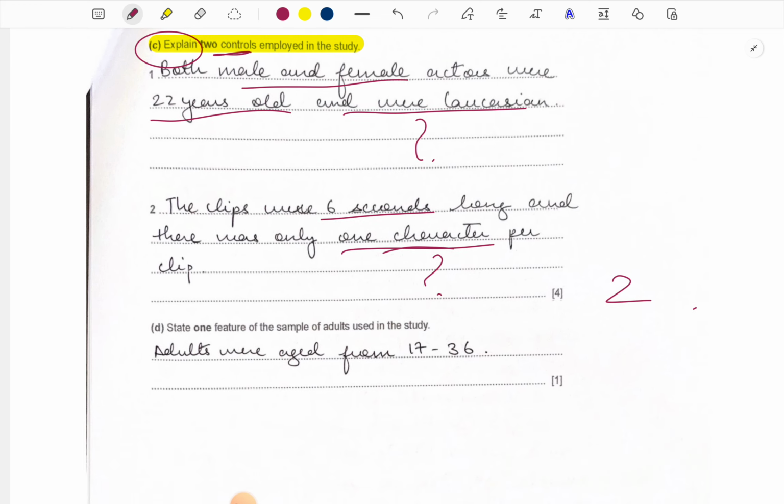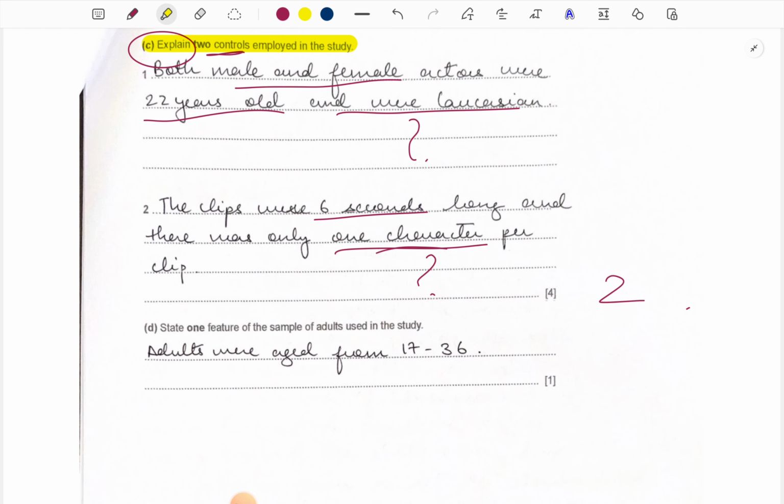Okay, let's come to the next one. This is a really simple one. State one feature of the sample. The adults were aged between 17 and 36. Most students answer these types of questions well. The only mistake I have seen is unnecessarily giving too many sample features.